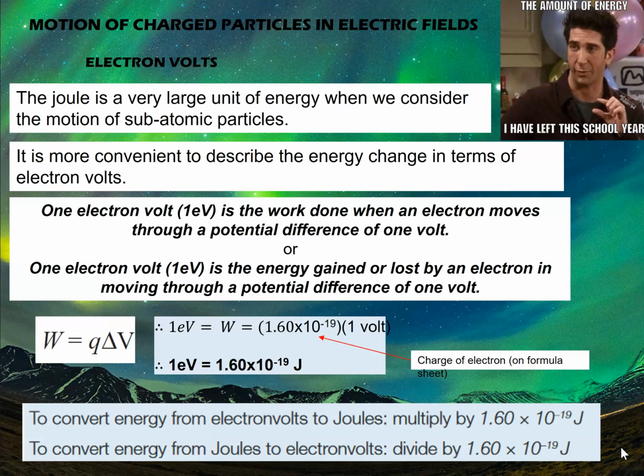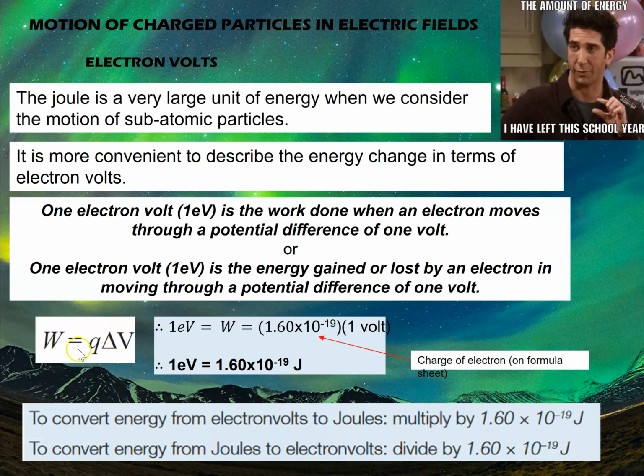We don't want to write that all the time, so we need another unit that we can use that's a bit more convenient. The electron volt is this unit. It's defined as the work done when an electron moves through a potential difference of 1 volt. So you take an electron, you move it through a delta V of 1 volt, then the work done in order to do that is 1 electron volt. That's its definition.